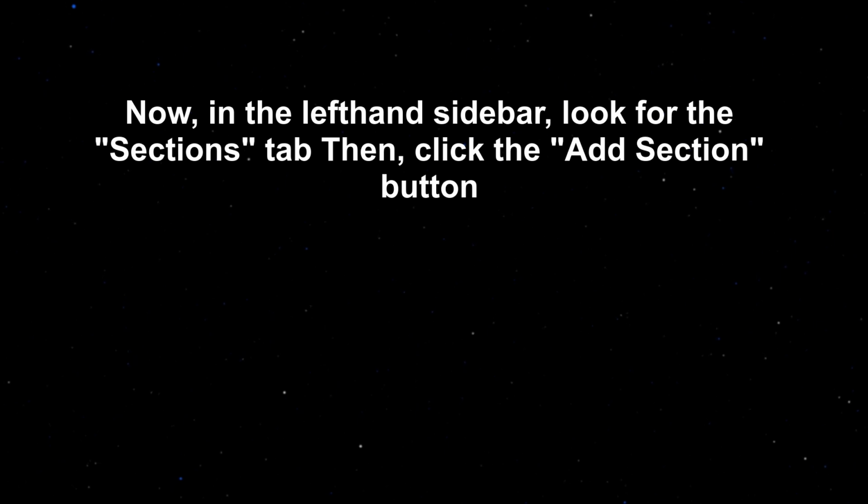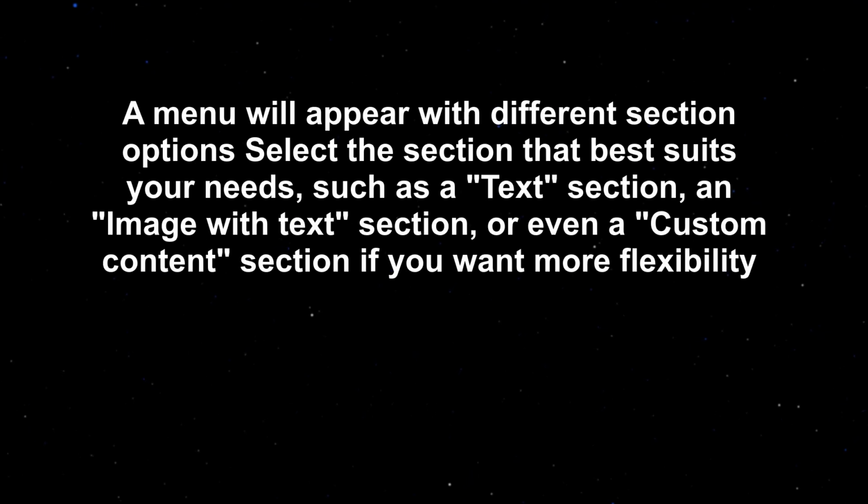Now, in the left-hand sidebar, look for the Sections tab, then click the Add Section button. A menu will appear with different section options. Select the section that best suits your needs, such as a text section, an image with text section, or even a custom content section if you want more flexibility.